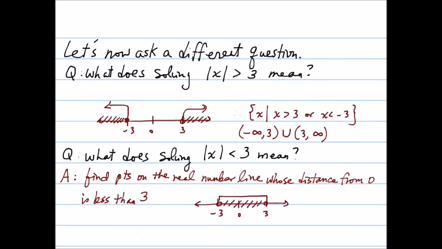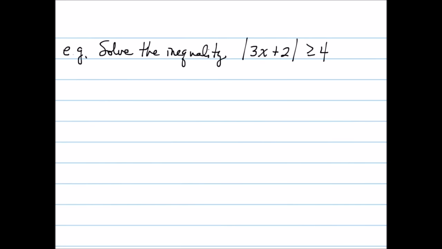And to describe this in set builder notation, we would say this is the set of all x such that x is strictly greater than negative 3 and strictly less than 3. Or in interval notation, it would be negative 3 to 3, both open brackets. We can now extend these ideas to more general cases. For example, let's solve the inequality.